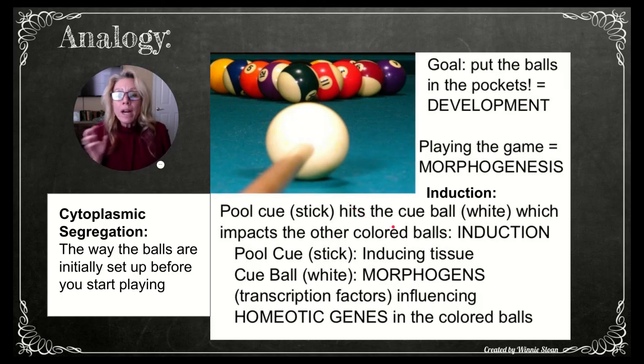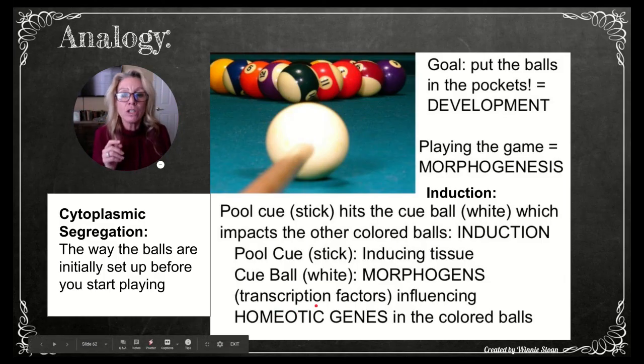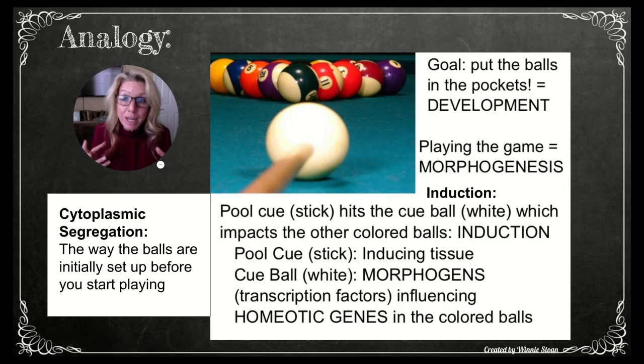So what I want you to think about is that the stick is the inducing tissue, like the notochord, right? The cue ball is the morphogen that is influencing, like, the ectoderm to fold in, and those could be transcription factors because it's influencing those homeotic genes, and that would be the colored ball. So this is influencing that. And to talk about cytoplasmic segregation, that would be like the way these balls are set up originally is going to help determine which balls are going to get hit into which pockets.